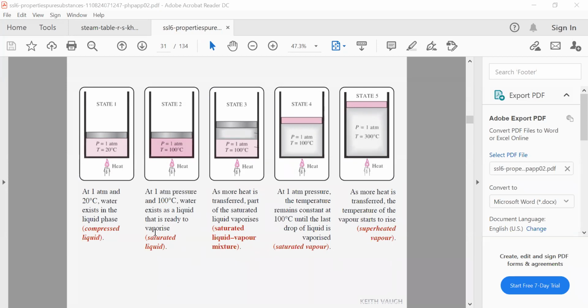So like this, based on the temperature and the pressure conditions, we can describe the condition of a pure substance as compressed liquid or subcooled liquid, saturated liquid, saturated liquid vapor mixture, saturated vapor, or superheated vapor. Like this, we are describing the condition of the liquid or vapor in the phase change process. I am stopping here. Tomorrow also we will discuss the pure substance in detail.